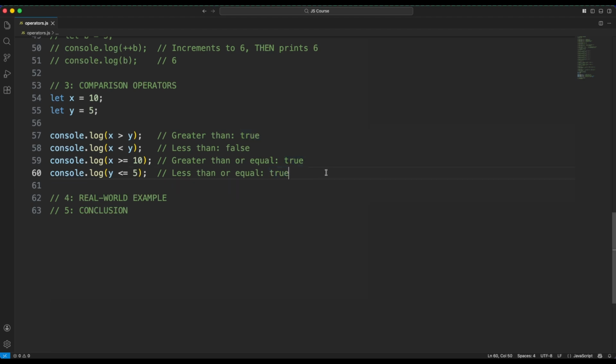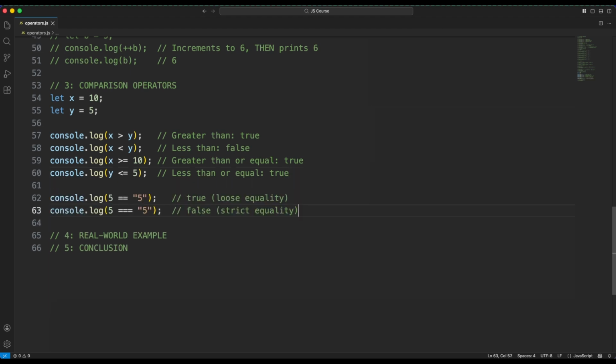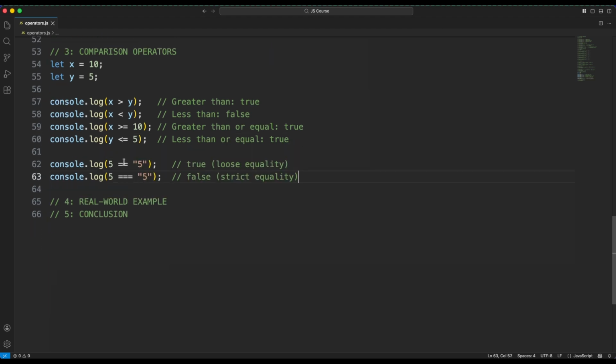Now for checking equality, JavaScript has two different equality operators, and this is super important to understand. Really important, this operator. You are using those operators every time when you are implementing or comparing, and those are: double equal or triple equal.